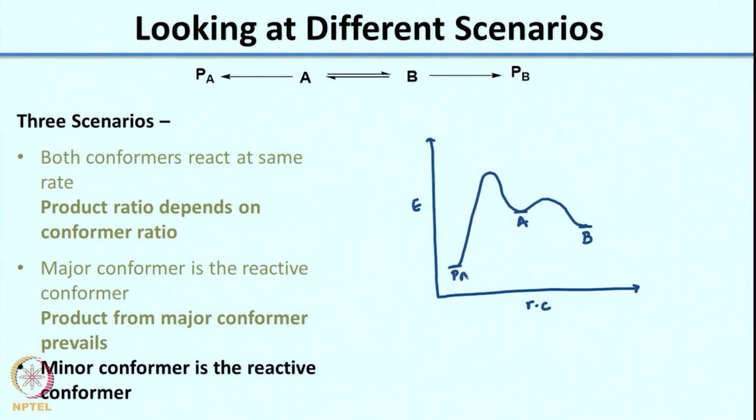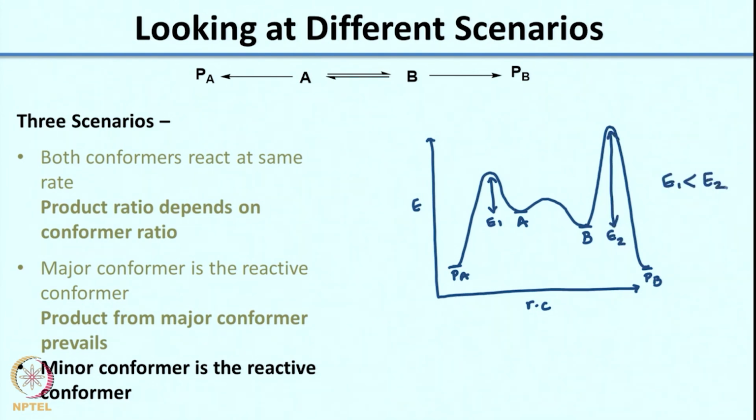lower activation energy for Pa. So, if I put this as E1 and this as E2, E1 is less than E2 here. So, what is happening here is the minor conformer is what is reacting faster. So, how do you decide the product ratio in a situation like this? And to understand this is what we have as the Curtin-Hammett principle.